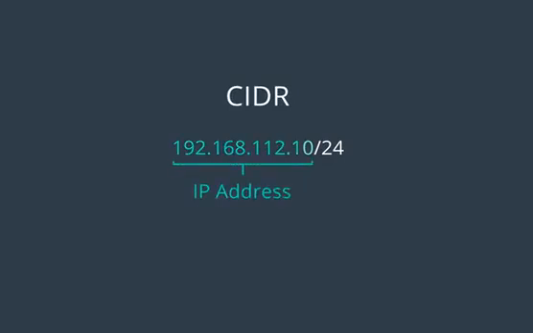When you look at an IP address, or even a few addresses, you can't tell how long the prefix is. That's why we add /24. This notation is called classless interdomain routing, or CIDR for short. It contains the IP address and the subnet mask.